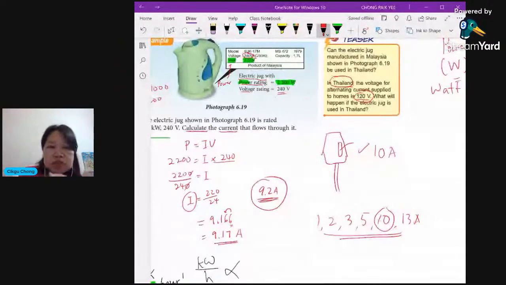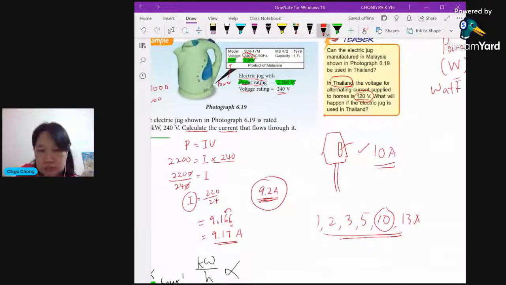That means your kettle cannot boil water. It has to be a little bit more, that means 10. So that offers a little bit of protection. Anything higher than 10, it will break the circuit. The fuse will melt.